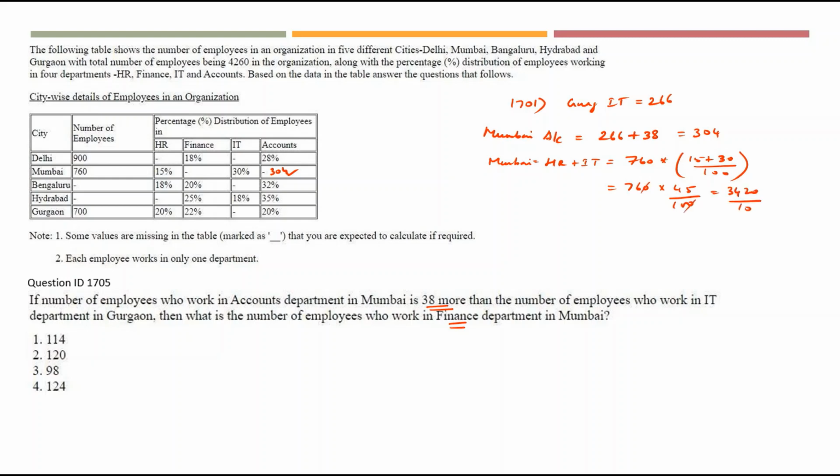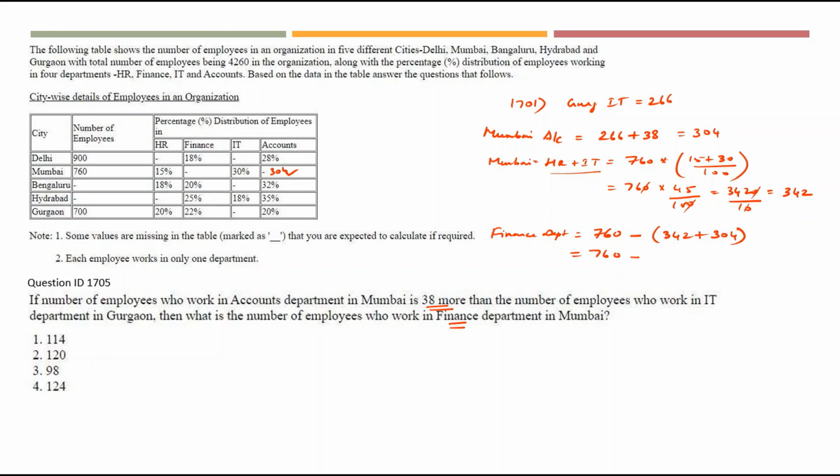3420 divided by 10. This will give a value of 342. So now we need finance department employee count. Finance department is equal to the total count of Mumbai employees, 760, minus the two departments' count together as 342 plus accounts department count as 304.